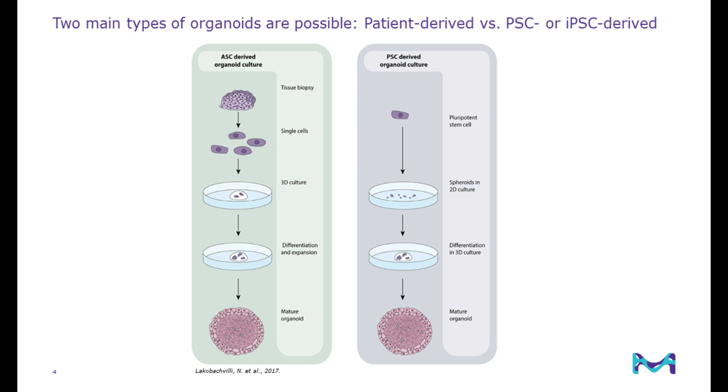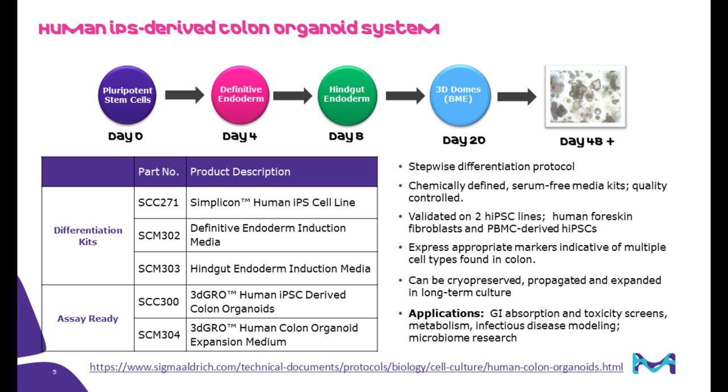The right schematic depicts the generation of pluripotent stem cell or iPS-derived organoids from 2D stem cell cultures that mature into spheroids. These spheroids may be embedded in an extracellular matrix and grown in the presence of specific growth factors specific to the tissue of interest.